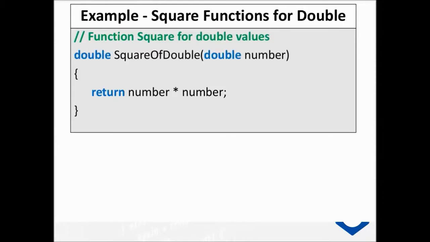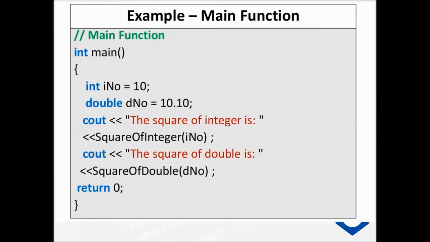Similarly, if we want to calculate the square of double values, then we write another function, double square of double, taking a double number, and we multiply this double number with itself to calculate the square of a double value. In the main program we use an integer number ino equal to 10 and a double number dno equal to 10.10. Then we call our functions.